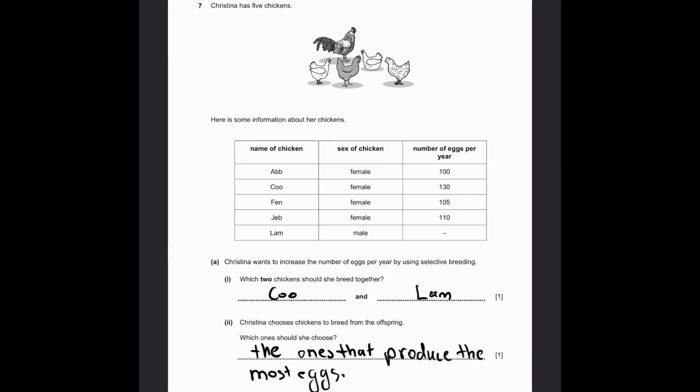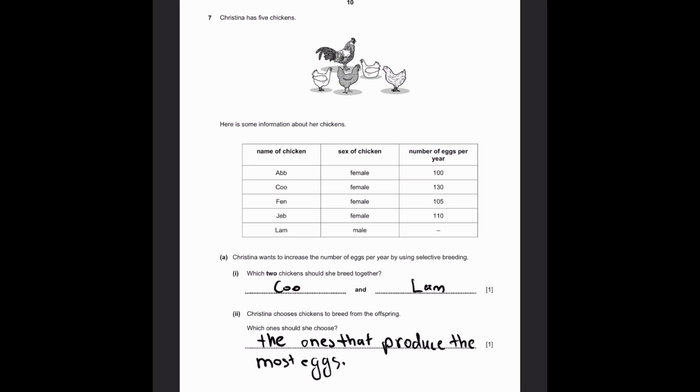Let's go to question 7. Christina has 5 chickens. Here's some information about the chickens. The name of the chicken, the sex of the chicken, and the number of eggs per year are given. A.